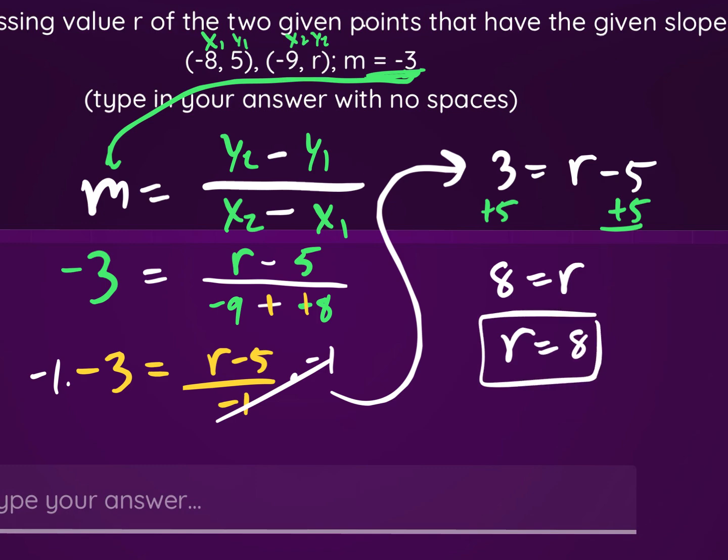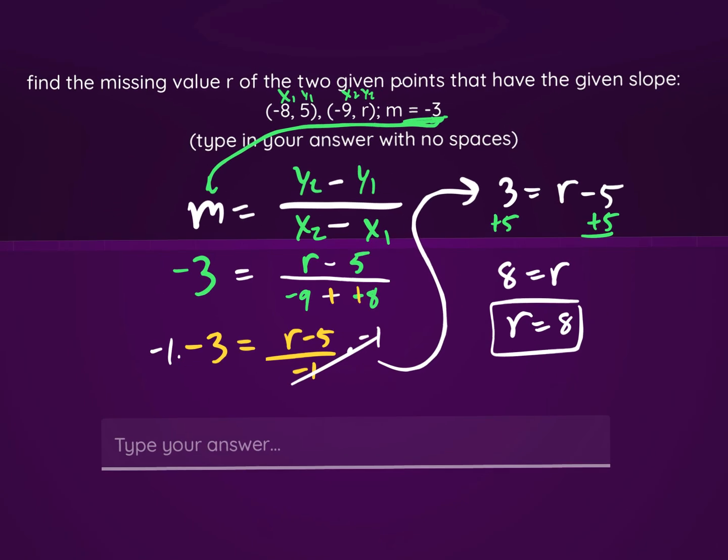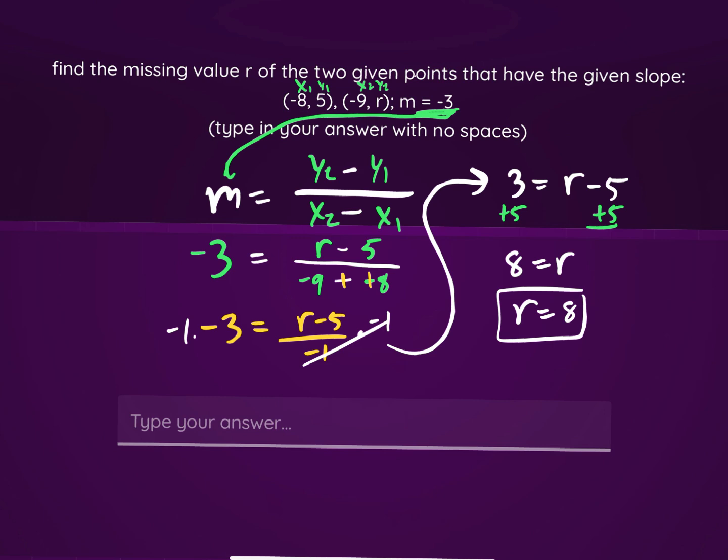And that's what they're asking for. We're not asking for slope. They actually gave us the answer to the slope. The slope is -3. We plugged in that answer where the m's at. M is slope. So plug in the -3 right there. Plug in your x1, y1, x2, y2 into the formula right there. And then you're going to solve the equation, and you're going to find that missing value, r equals 8.